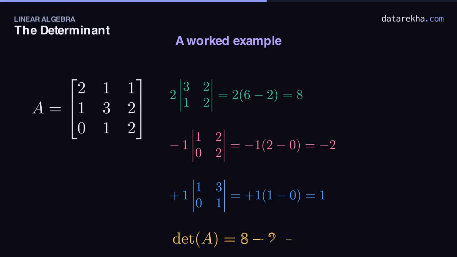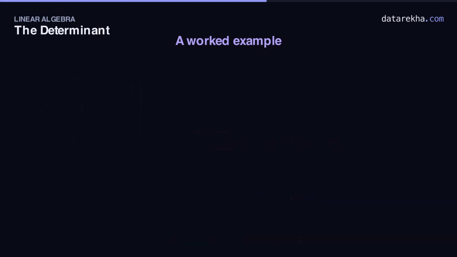Now just add the three: 8, minus 2, plus 1. 8 minus 2 is 6, plus 1 is 7. The determinant of A is 7.